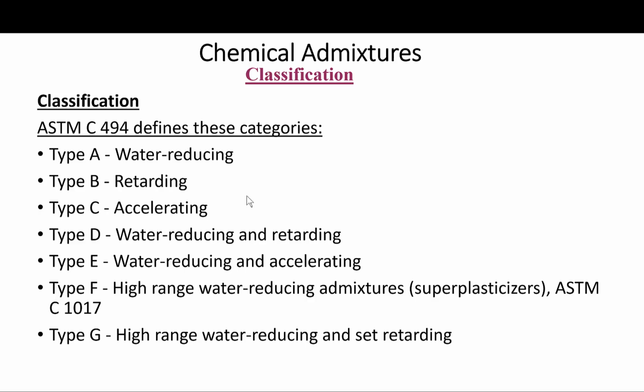We have type F, which are basically the high range water reducing admixtures, or referred to otherwise as superplasticizers. And again, further definition according to ASTM C1017. We also have the type G, which are for high range water reducing and set retarding at the same time.